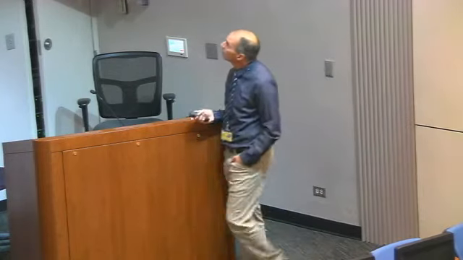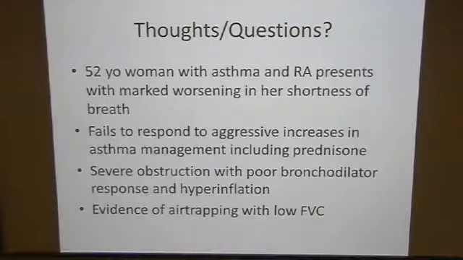All right, so thoughts. In summary, you had a 52-year-old woman with asthma and rheumatoid arthritis who presented with kind of insidious worsening, progressive shortness of breath. She didn't respond to treatments for asthma, including very aggressive treatments. She had severe obstruction without good response to bronchodilators, and she had evidence of air trapping as marked by the low FVC with a high TLC. Thoughts?